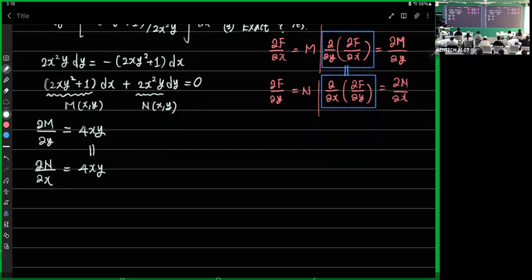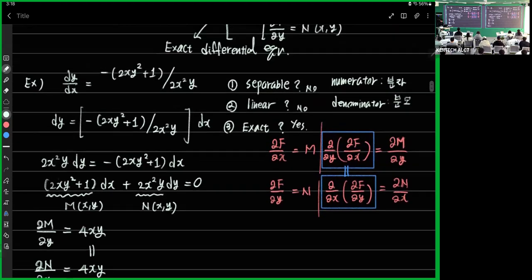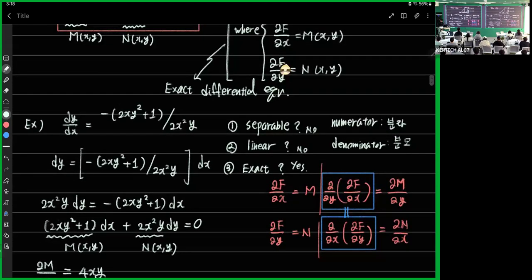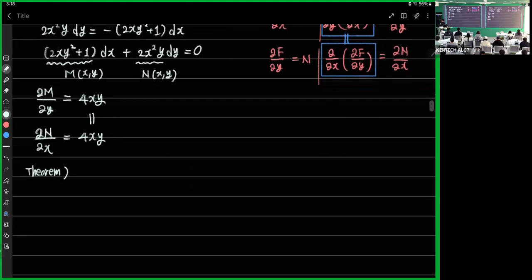Here's the theorem. So from that theorem, we're going to figure out how to find f. We didn't find the solution yet. We just figured out that this is exact so far. So how can I find the solution then? We're going to get a clue from that theorem.